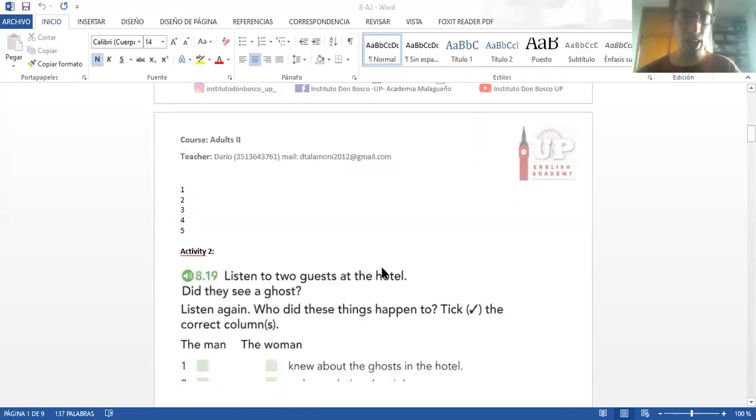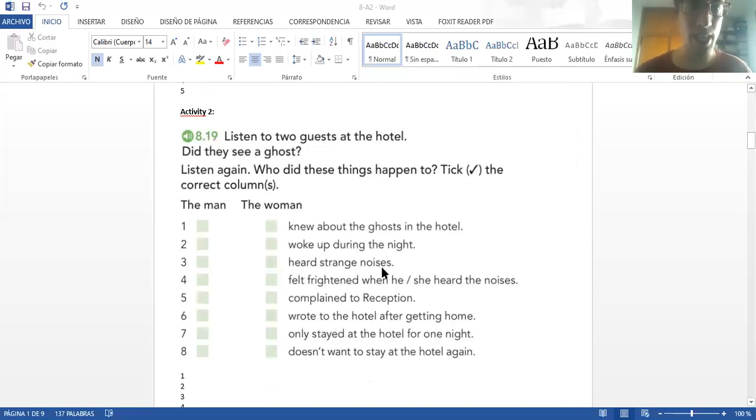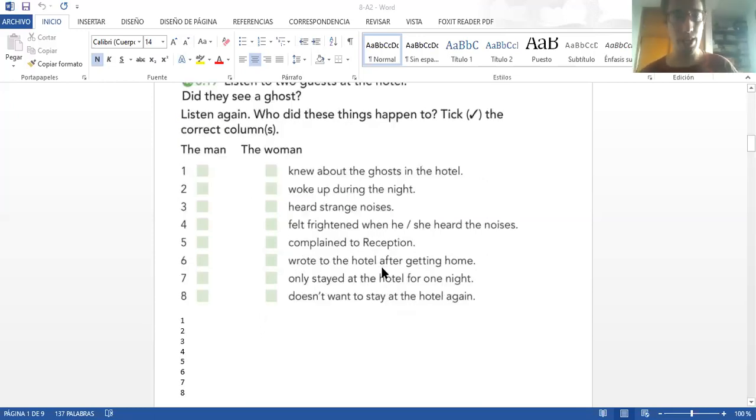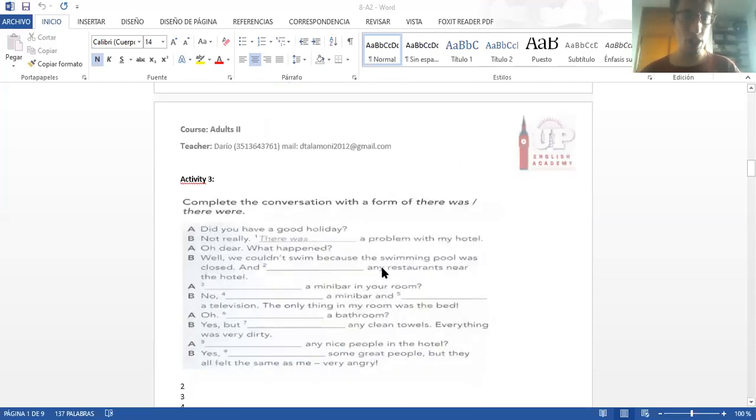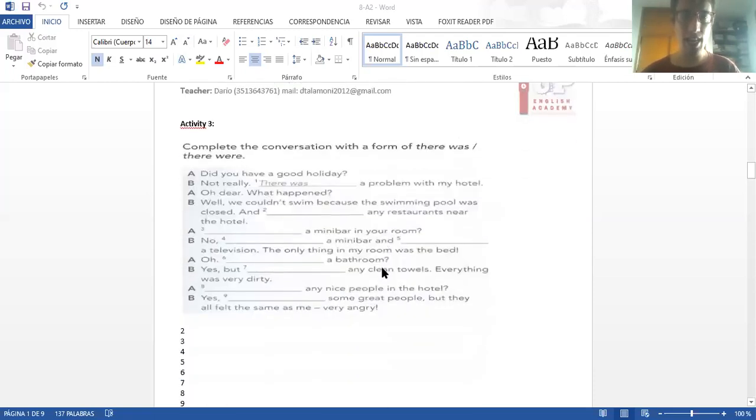Then activity 2, it's a listening comprehension activity. You have to listen to two guests at the hotel. Did they see a ghost? You have to answer that, right? And then who did these things happen to? Tick the correct column, the man or the woman. Okay, good. And in activity 3, we have complete the conversation with a form of there was or there were.